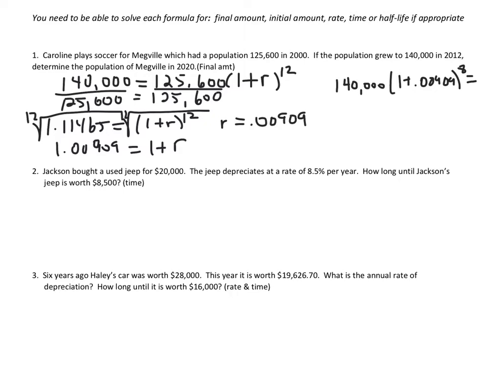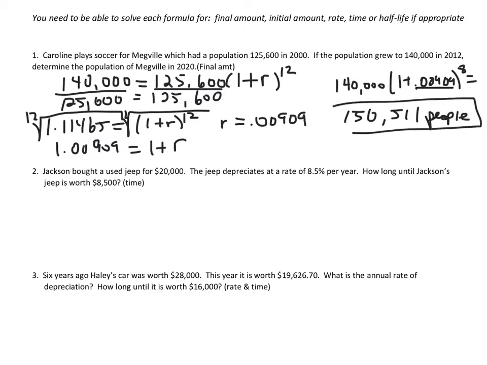So I simply use the same equation. I'm plugging the 0.00909 right here in for r, and to the 8th power this time, since I'm going from 2012 to 2020. And when I plug this calculation straight into my calculator, I get the answer 150,511 people.